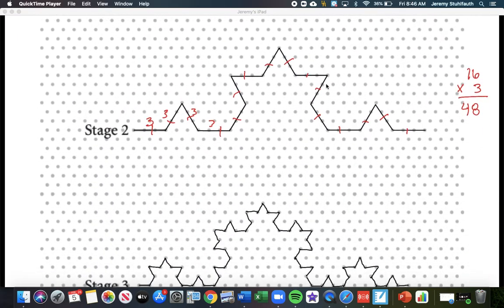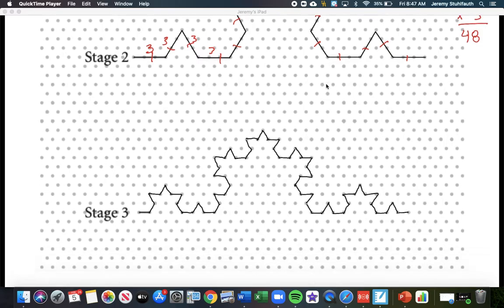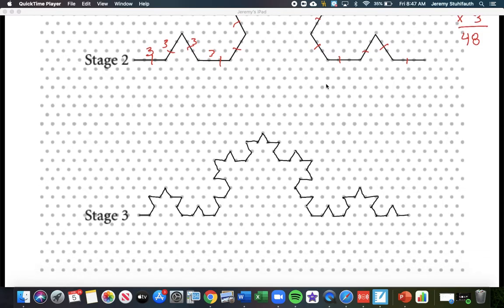And then if we look at stage 3, again, we took the second stage and we took each piece and broke it up into thirds. Okay, so I do have one small mistake on here. There should be another piece that goes up and then over right here.